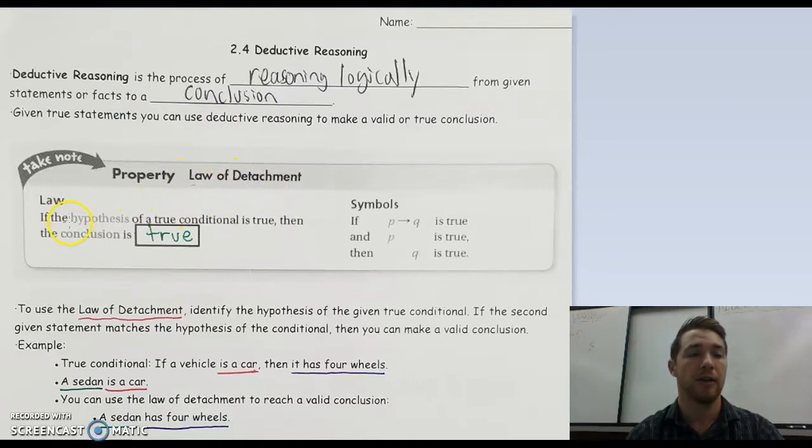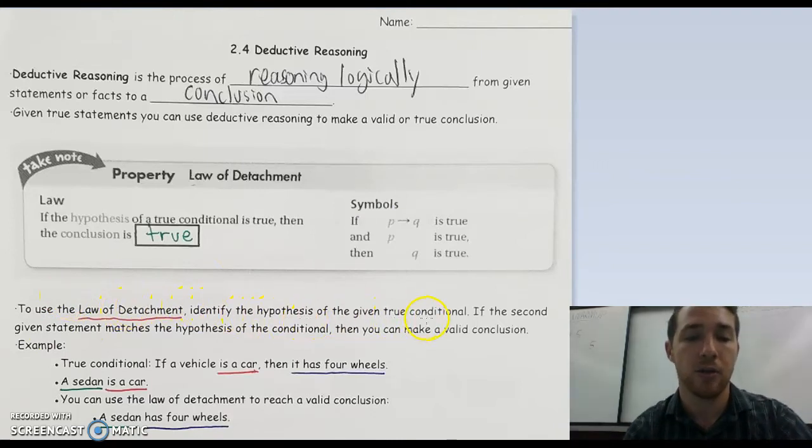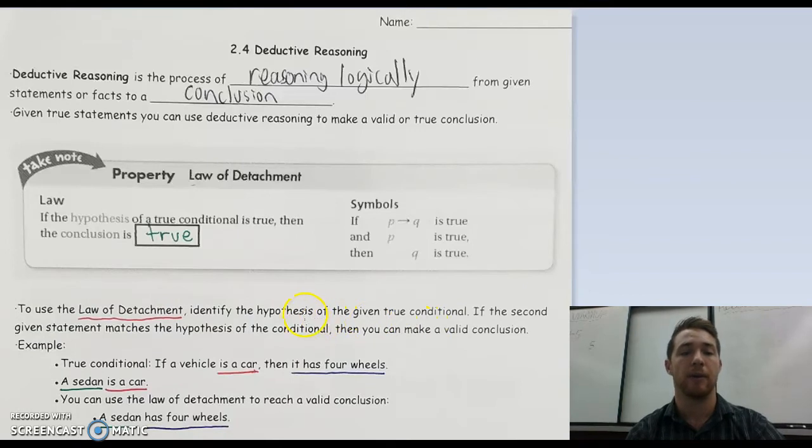And what that law says is that if the hypothesis of a true conditional is true, then the conclusion also has to be true. So again, assuming that the whole thing is true, if the hypothesis is true, then the conclusion is also true. So for example, if I have P implies Q, if that conditional is true, and the hypothesis is true, then the conclusion also has to be true. So when we're going to use that law, we're going to identify the hypothesis of that true conditional, because remember, I need to start with a true hypothesis.